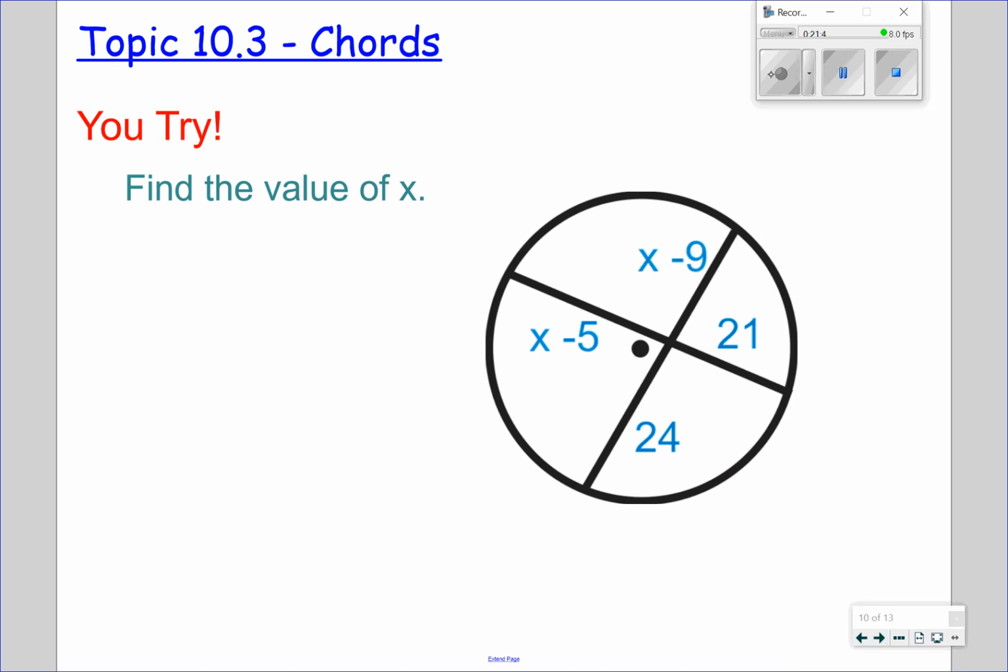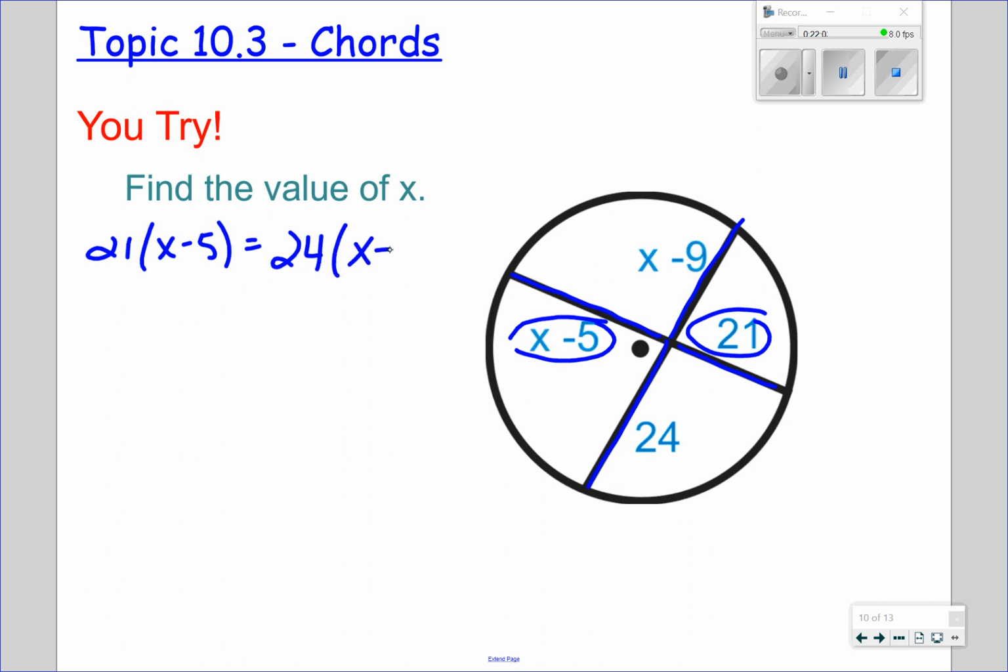Okay, hopefully you were able to break down your chords. So we have this whole chord here, which is this piece and this piece. So we're going to take the product of x minus 5 and 21. So we should have 21 times x minus 5. And then we have our other chord, which is this piece and this piece. So the product of 24 and x minus 9.